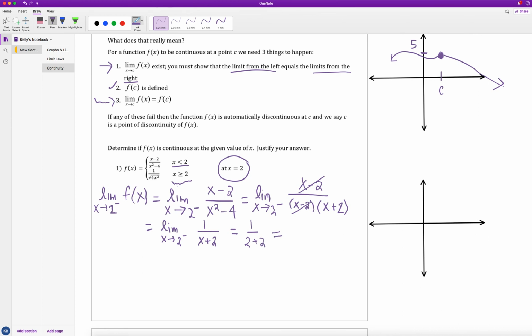Notice I stopped writing the limit since I have now evaluated the limit by subbing in directly what x is approaching. So what we found so far is that the limit as x approaches 2 from the left of our function is going to be equal to 1/4. The next thing I need to check is, well, what's happening as I approach from the right-hand side?